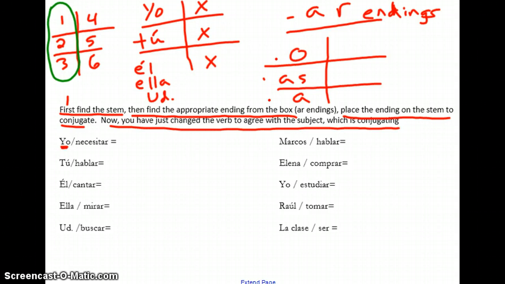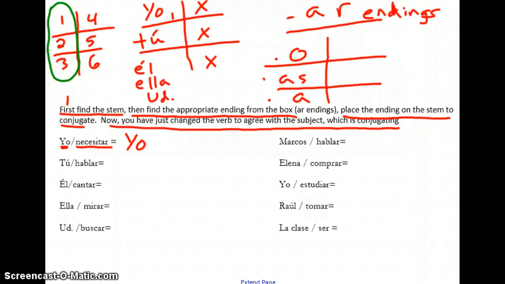This says yo necesitar. You learned that necesitar means to need. So if I want to say I need in Spanish, I'm not going to say yo necesitar, because that would mean I to need. Because necesitar means to need. So let's just write yo right here. Yo is in box 1.